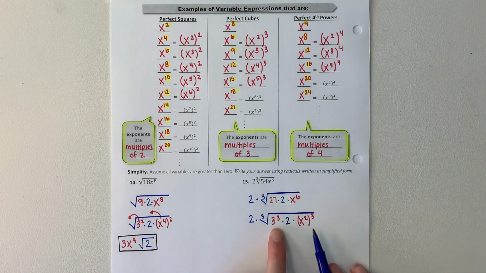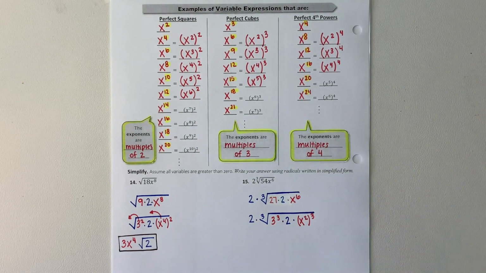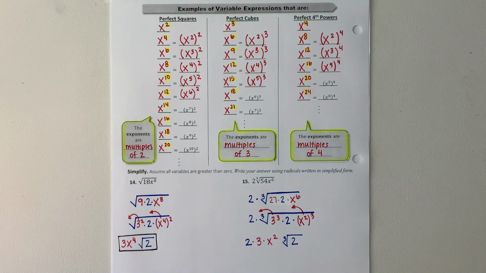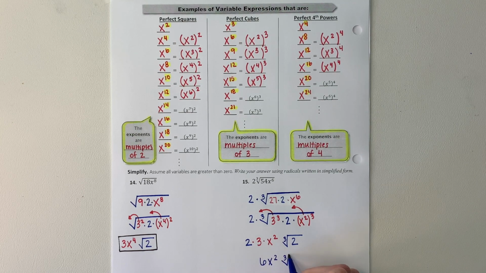Now that we've written all of our perfect cubes as some quantity cubed, anything underneath the radical that has a 3 for an exponent can be pulled out of the radical. So we'll pull this 3 out of the radical, and that will leave us with this coefficient 2 times the 3 that we're pulling out, and then we'll pull this x squared out of the radical. Underneath the radical, we're just left with 2. Last step is just to simplify. 2 times 3 will give us 6x squared cubed root of 2.